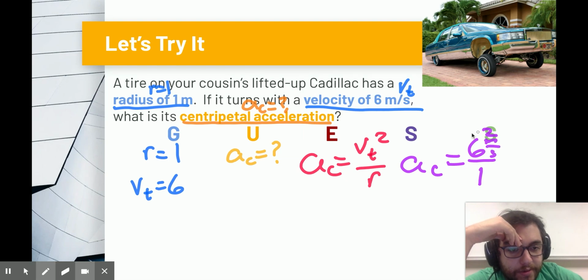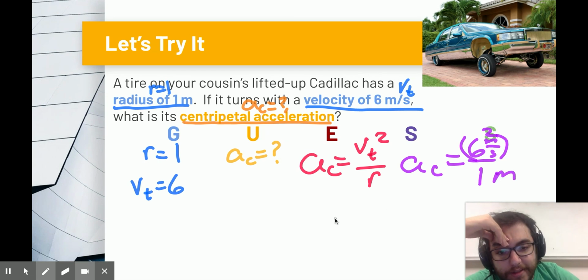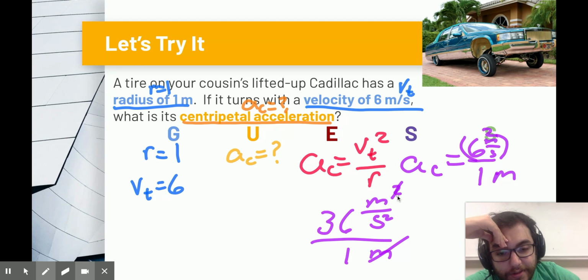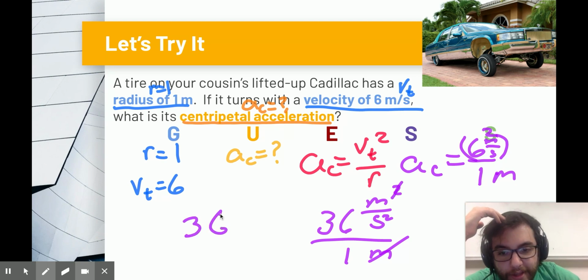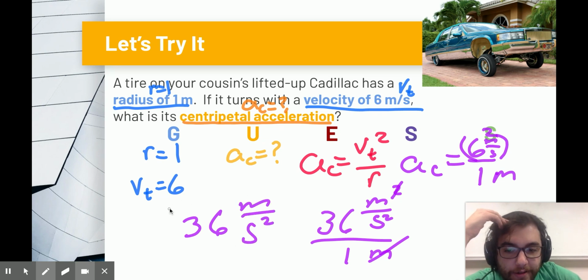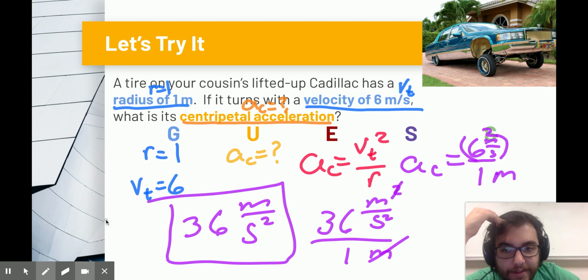Meters, that's meters per second squared divided by meters. So we will get 36 meters squared over second squared divided by 1 meter. That 1 meter cancels out the 2 up there. 36 divided by 1 is still itself. So now we're left with units for acceleration, which are meters per second squared. And that is our answer.